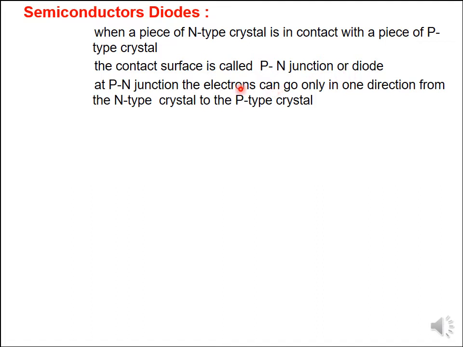At the P-N junction, the electrons can go only in one direction, from the N-type crystal, which provides electrons, to the P-type crystal. The conductivity is poor in the opposite direction.